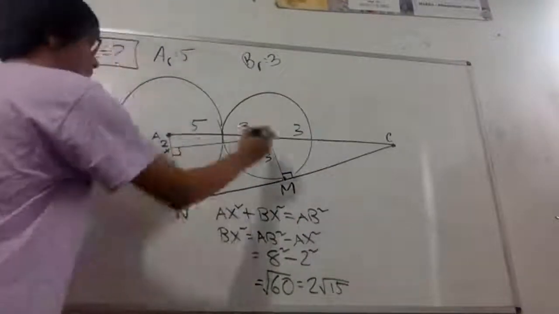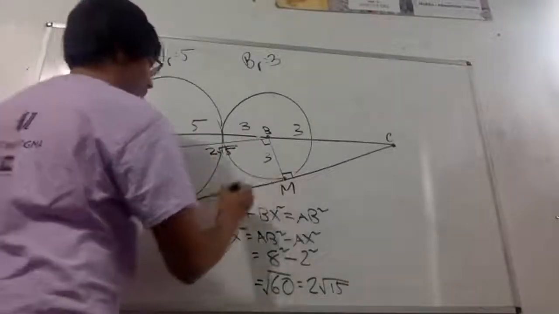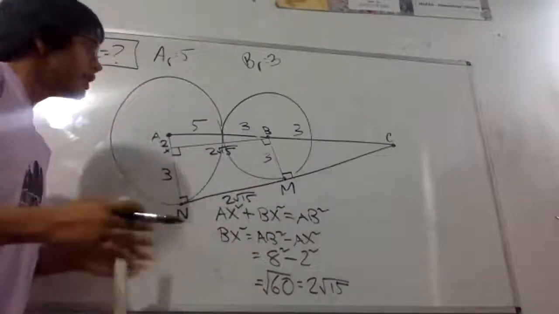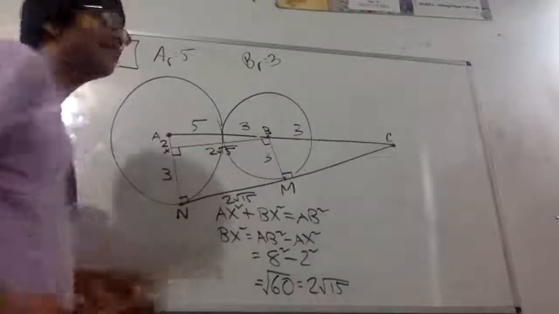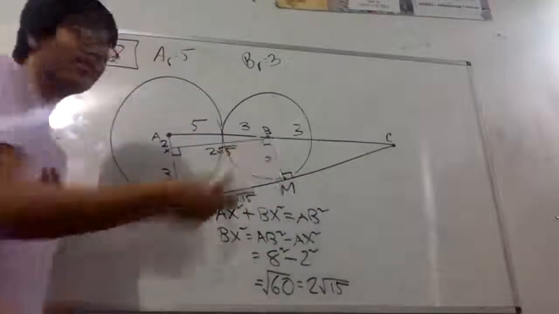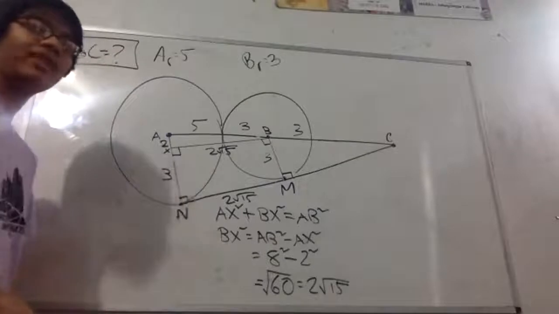That means this length here, BX, is 2 root 15, meaning that MN is also 2 root 15, because remember, this is a rectangle. Now we have almost everything we need, but we still don't know what BC is. To find BC, all we need to find is MC, because this is a right angle, so we can use Pythagorean theorem after finding MC. But how can we find MC?